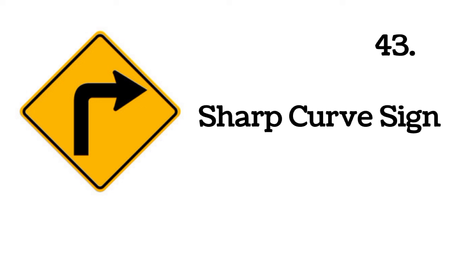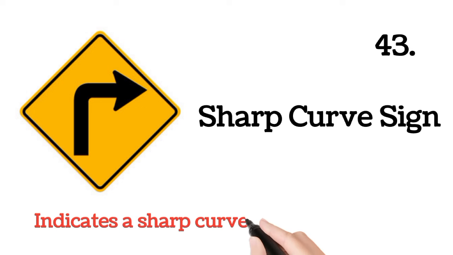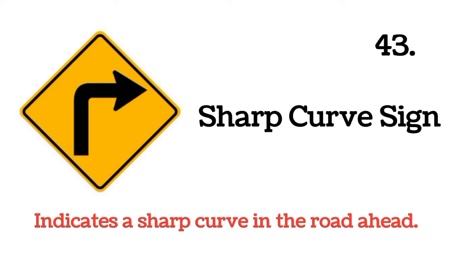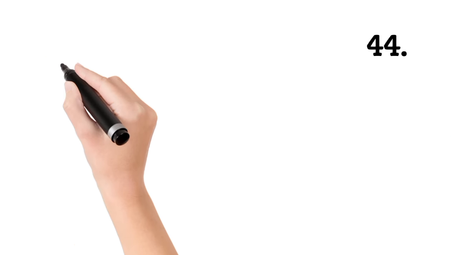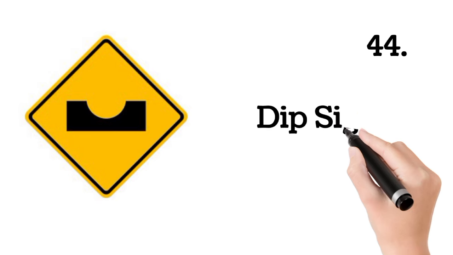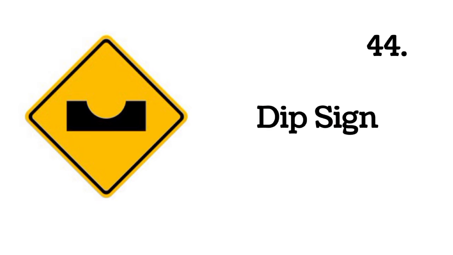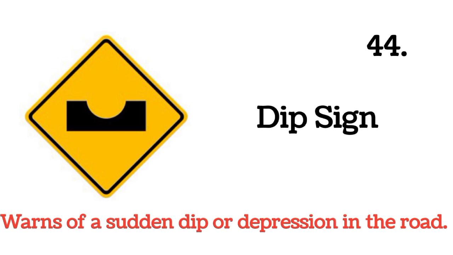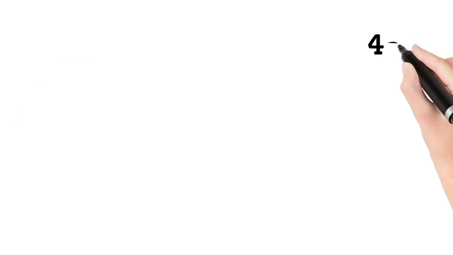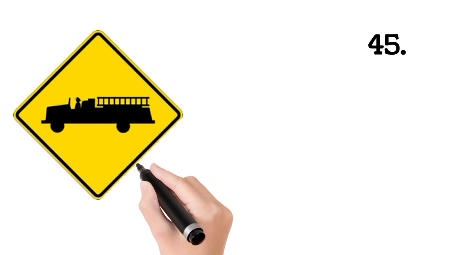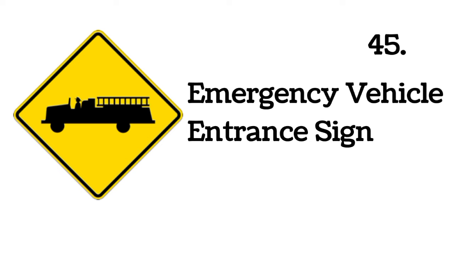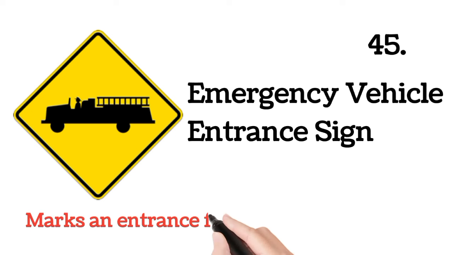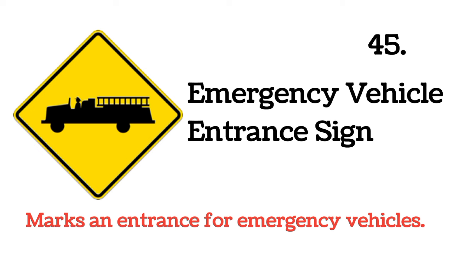Sharp curve sign. Indicates a sharp curve in the road ahead. Dip sign. Warns of a sudden dip or depression in the road. Emergency vehicle entrance sign. Marks an entrance for emergency vehicles.